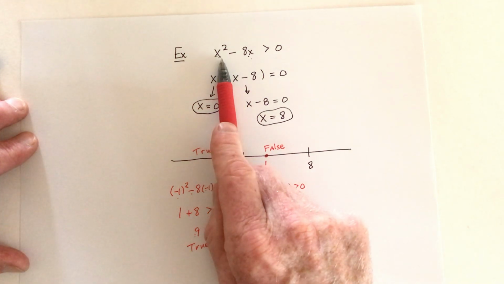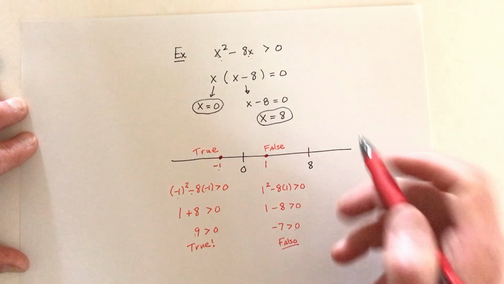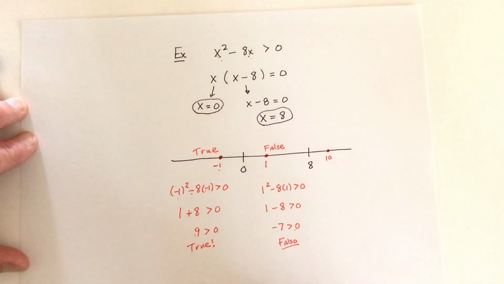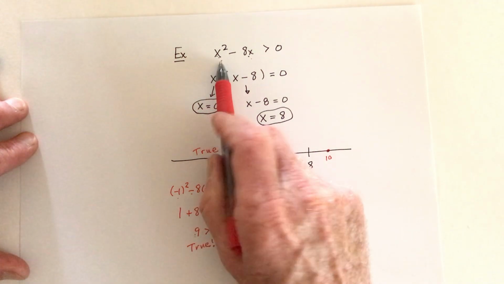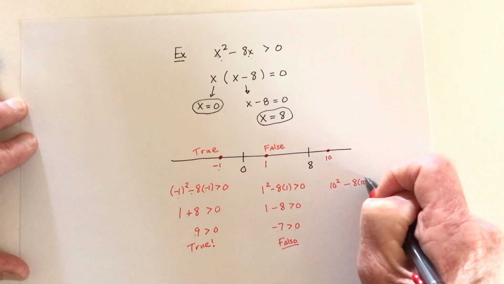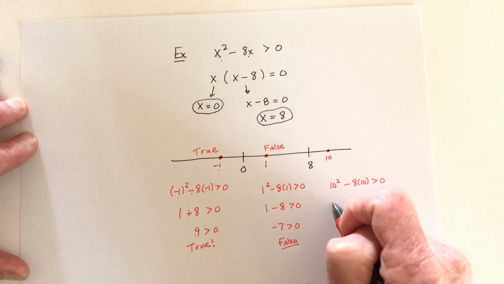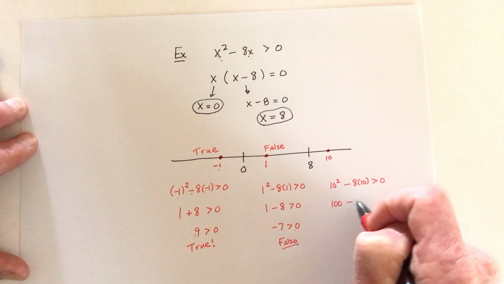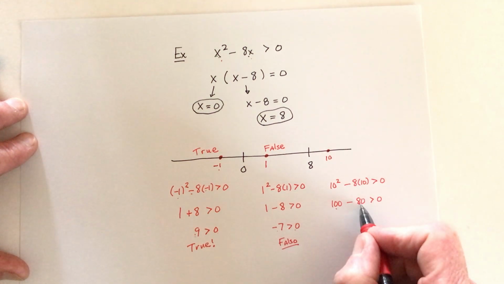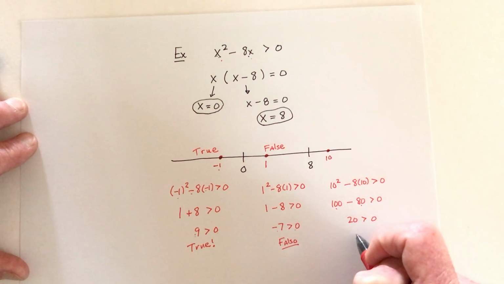When you have a polynomial, they will alternate. True, false, true. But to make sure, I'm going to use over here, I think a 10. I like 10. So substitute a 10. It's going to have 10 squared minus 8 times 10. And then is that a positive number? Well, 10 squared is 10 times 10, 100, minus 80. And 100 minus 80 is 20. Is 20 a positive number? And that is true.